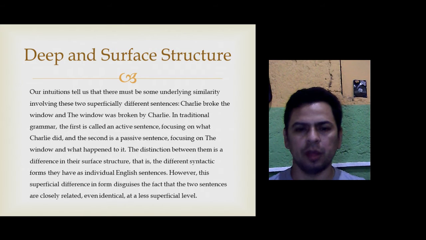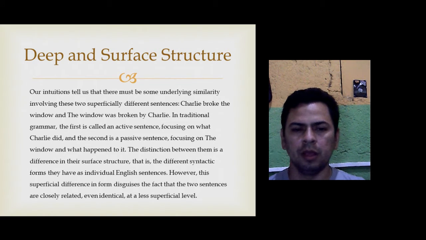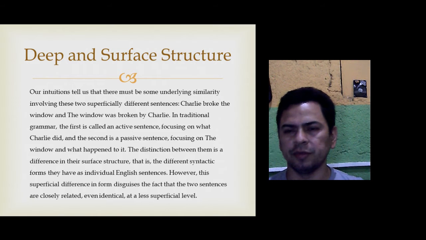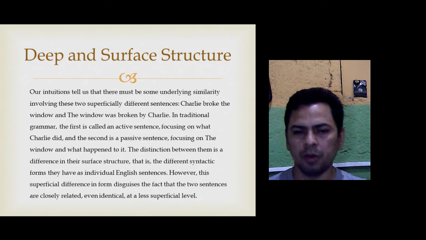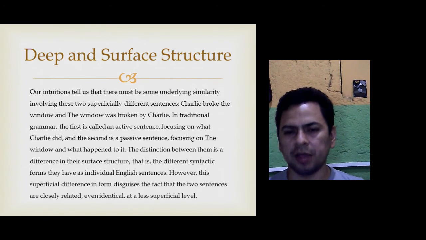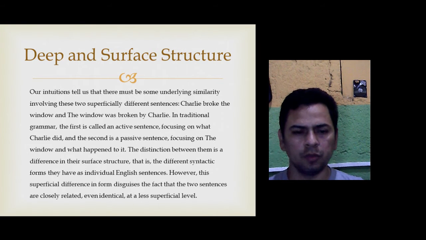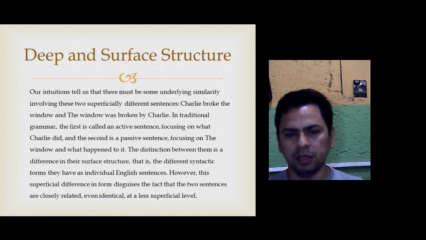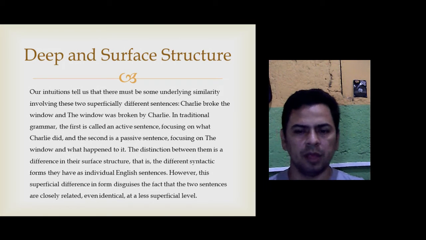Our intuition tells us that there must be more underlying similarity involving these two superficially different sentences: Charlie broke the window, and the window was broken by Charlie. In traditional grammar, the first is called an active sentence, focusing on what Charlie did, and the second is a passive sentence, focusing on the window and what happened to it.